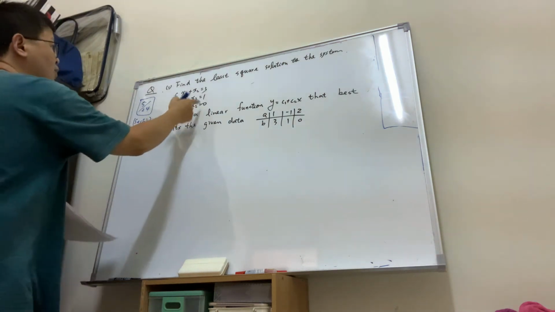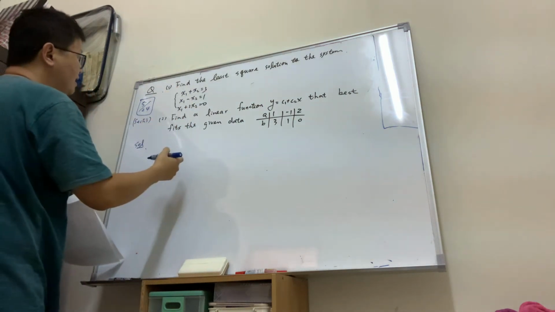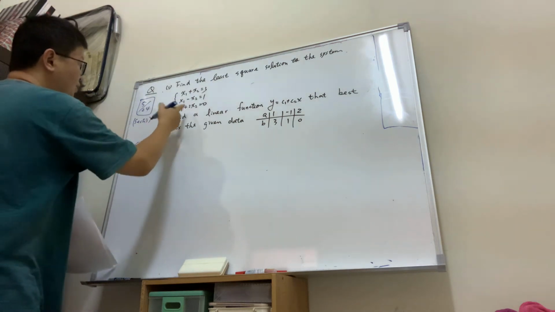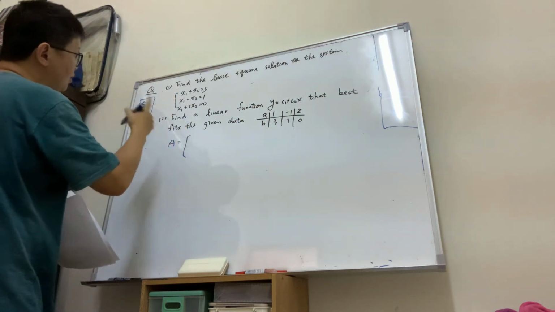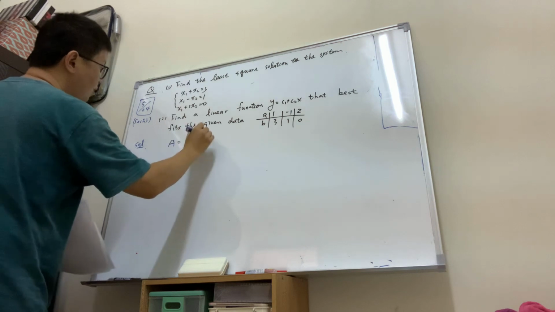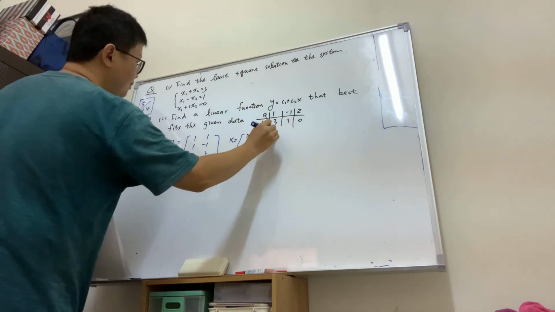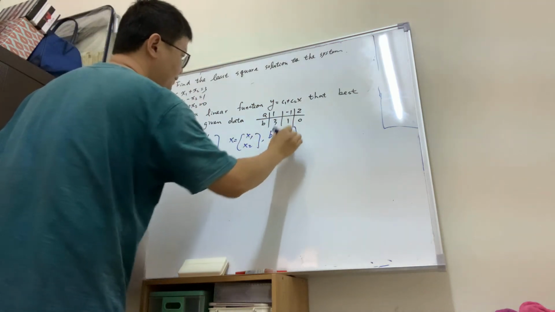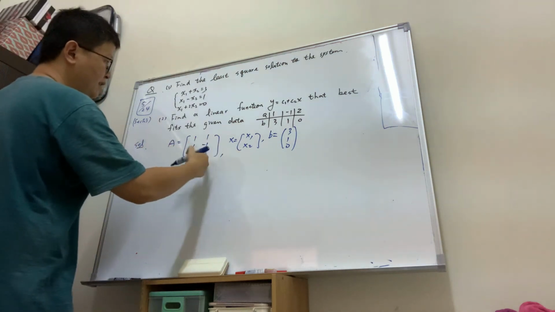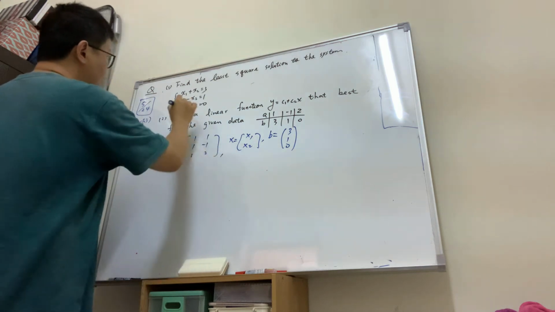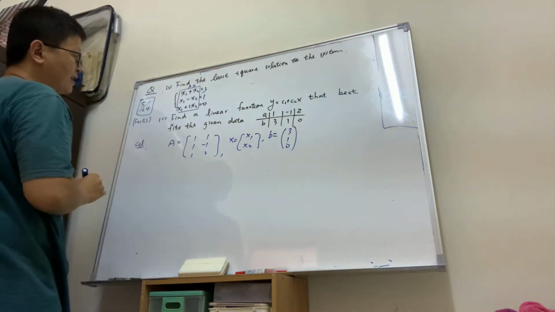First of all, we want to find a least square solution to a linear system. As we know from chapter 1, to solve it we consider its augmented matrix, or firstly the coefficient matrix A: 1, 1, 1, negative 1, 1, 2. Let x be (x1, x2), and let the vector b be (3, 1, 0). When you consider the multiplication, this part is exactly our Ax.